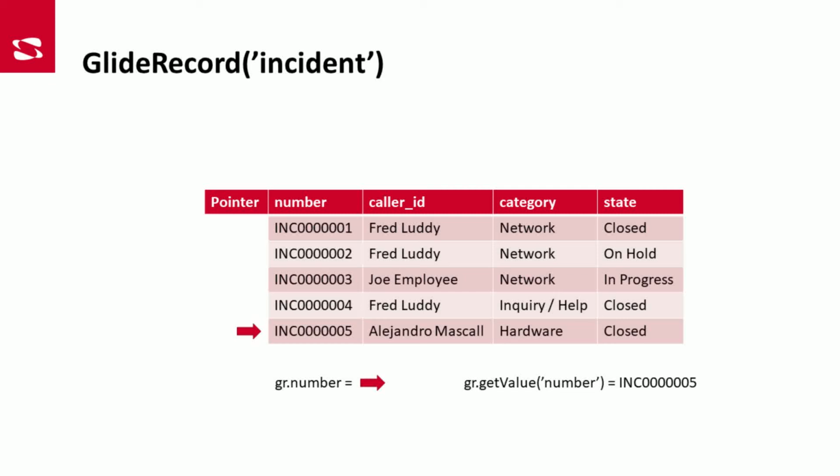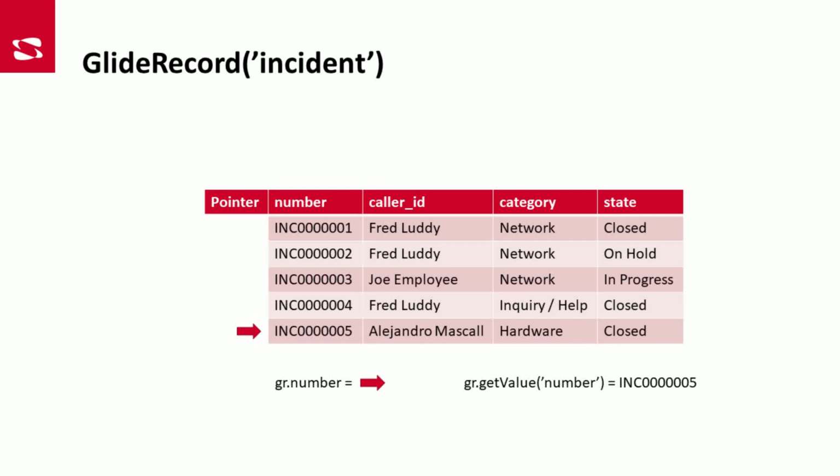In the example, when using gr.number, causing a reference to the pointer to be stored in the array, each position in the array will write the value of where the pointer currently is. Since we left the pointer pointing at the very last incident record in the GlideRecord object, this is the value we will get. Incident number 5 times.